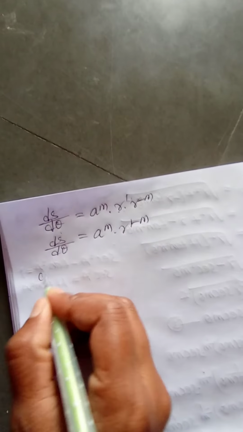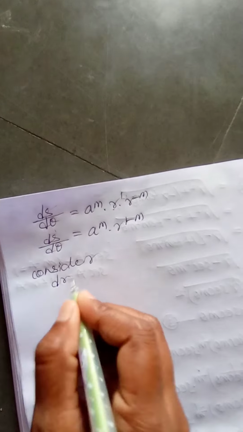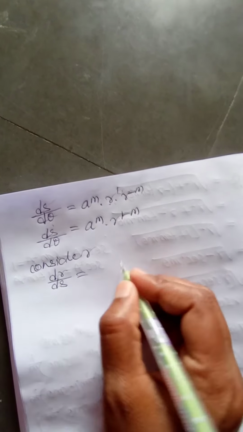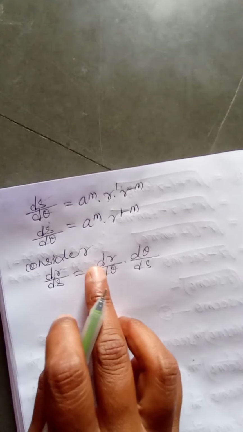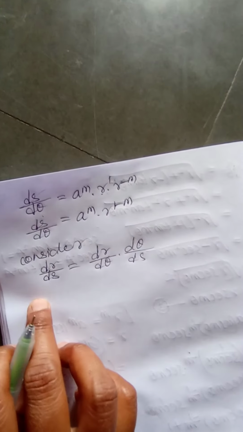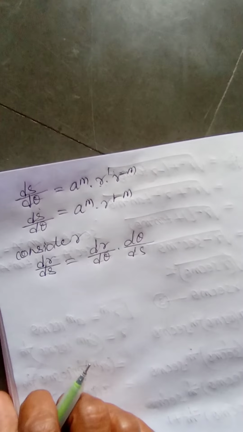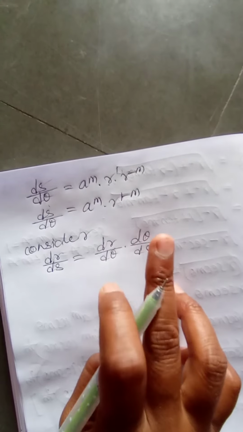Next, consider dr by ds. dr by ds is written as dr by d theta into d theta by ds. So here d theta gets cancelled, then we get dr by ds. So dr by ds is written as dr by d theta into d theta by ds. Okay. Next here we know that dr by d theta value and d theta by ds.